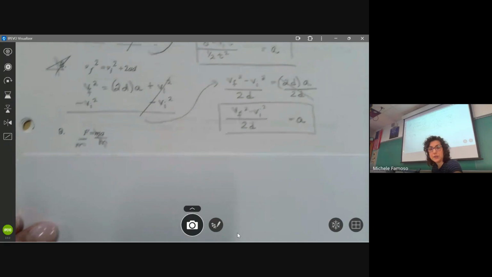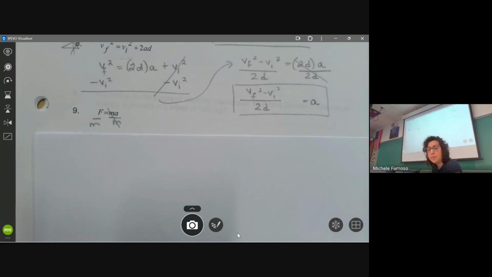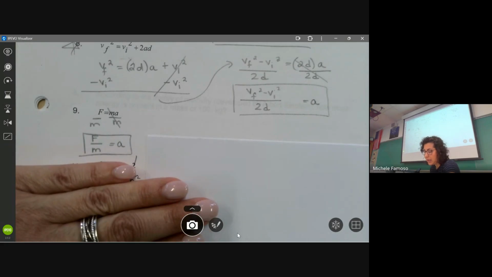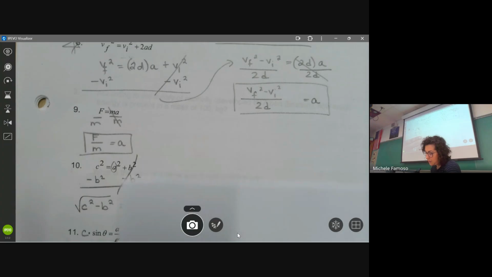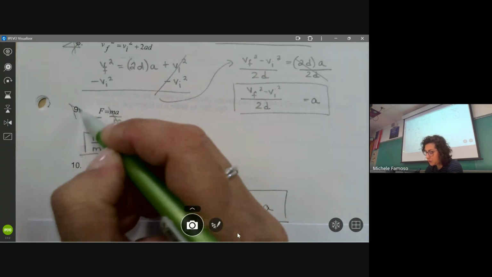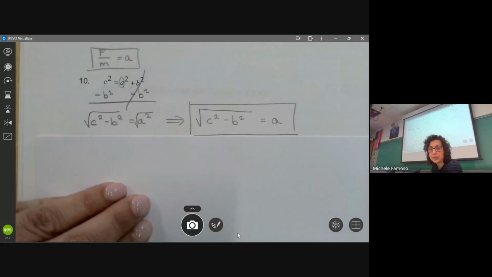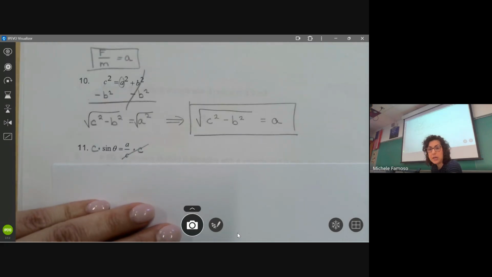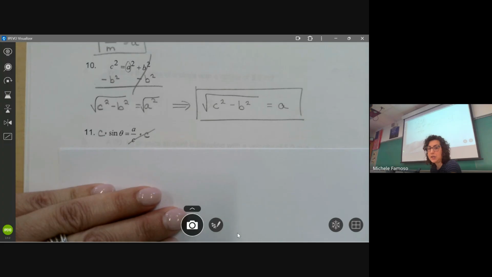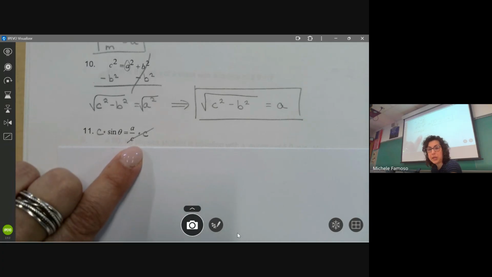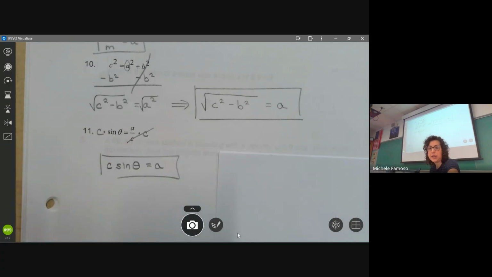Number 9, we're just going to divide both sides by M, leaving us with F divided by M is equal to A. Number 10, if you got that right, of course, star. 10 I did with you, so let's move on to the last one, number 11. I just need to multiply both sides by C. Opposite of division on the right side is multiplication, leaving me with C times the sine of theta is equal to A.